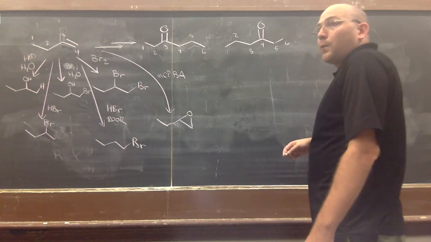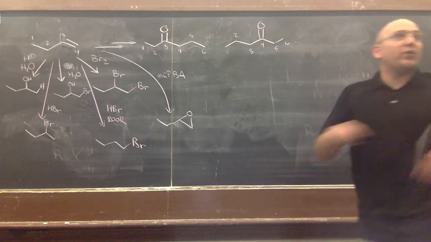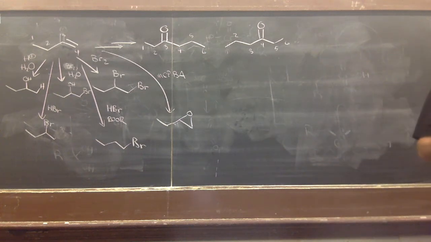Once we open up the epoxide and get the alcohol, how would we put a double bond on it? How would we take an alcohol to a double bond, and make it regioselective to be next to the alcohol?